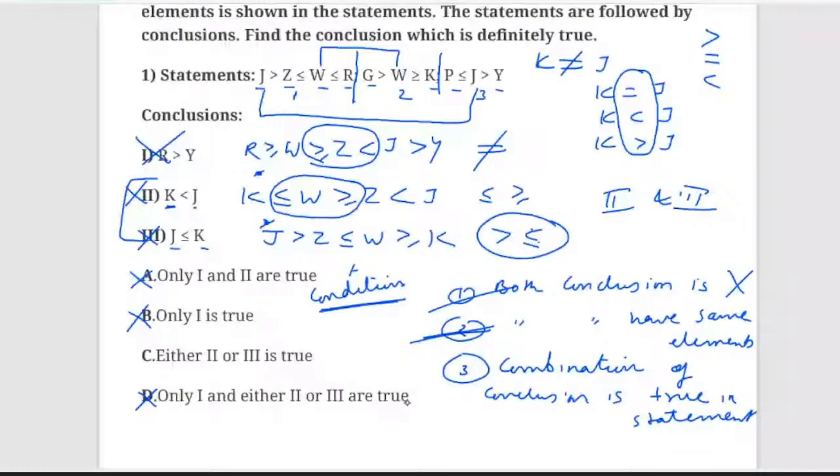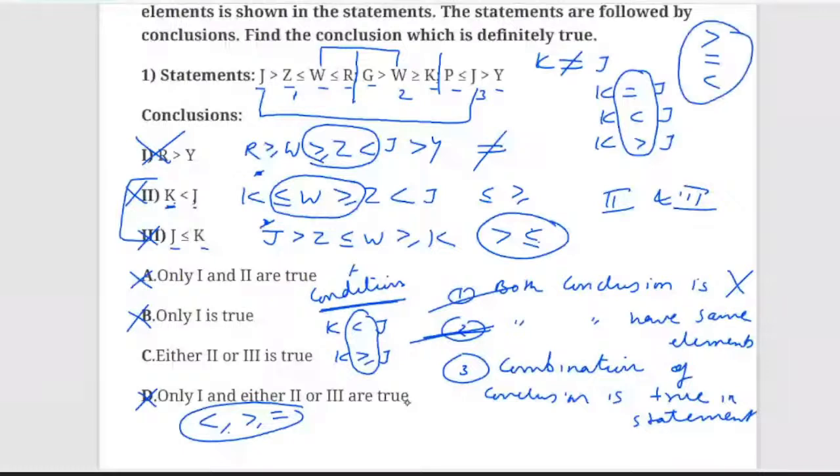Now, take this third. K is less than J, one thing. K is greater than equal to J means what? K is greater than or equal to. Now, all the three conclusions are true. All the three symbols are there in the answer also. That is K is not equal to J. When this both matches, the number of symbols after combining the two conclusions and the number of symbols which is actually there in the answer, when this both matches, we can say that combination of the conclusions is true in the statement. So condition number 3 also follows. So in that case, your either second or third will be following.